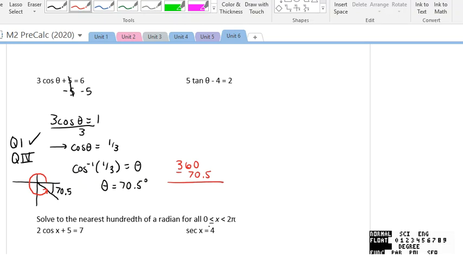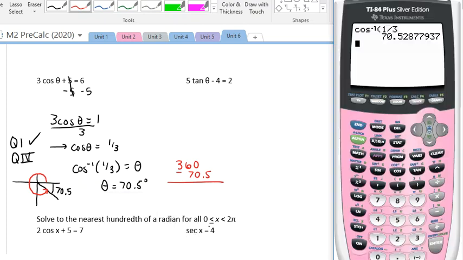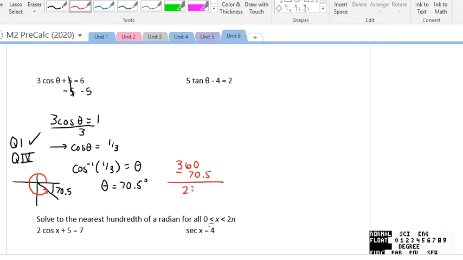So I'll take out my calculator. 360 minus 70.5, 289.5. Now this second angle that I found in red is where the most common mistake on this section is. People find the first angle no problem, but then the second angle they get tripped up on.